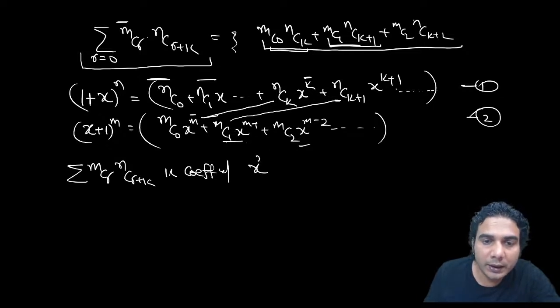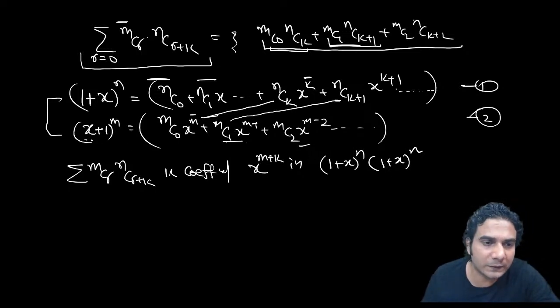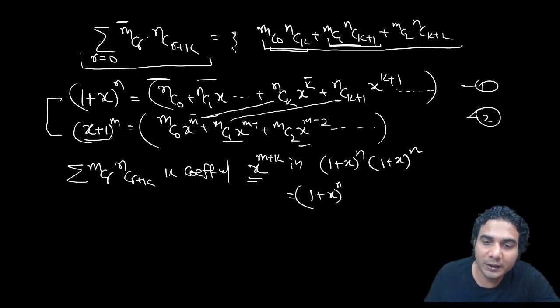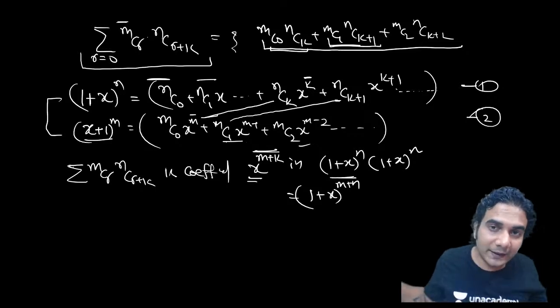Coefficient of x raised to m plus k in the product of these two. So that is (1 plus x) raised to n into (1 plus x) raised to m. Now you can write 1 plus x or x plus 1, doesn't matter. That means you need the coefficient of x raised to m plus k in the product, (1 plus x) raised to m plus n. So can you see this m plus n is added, and that m plus k is added by making the powers of x in decreasing order.